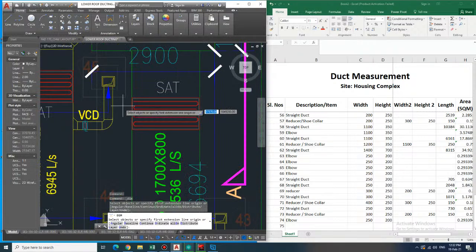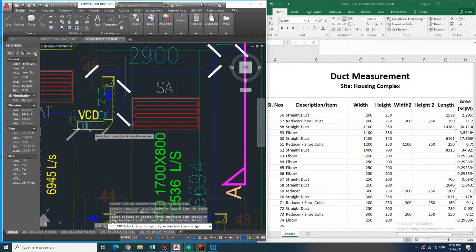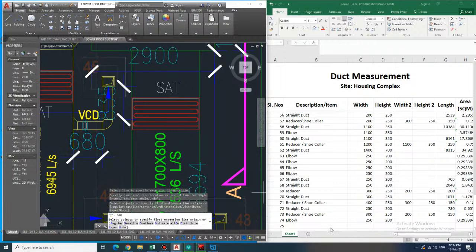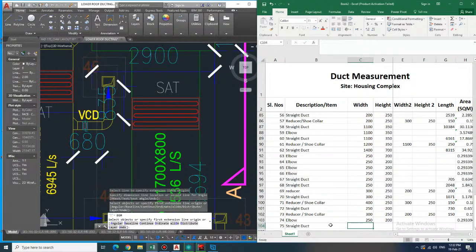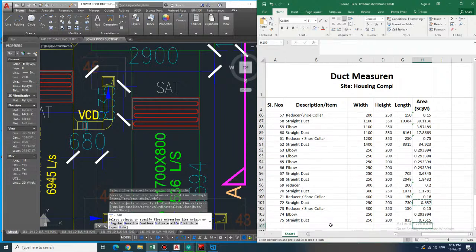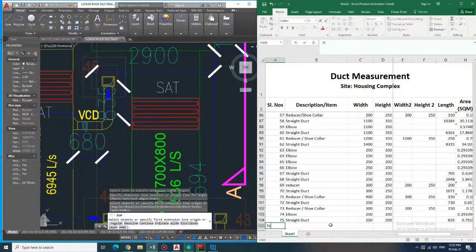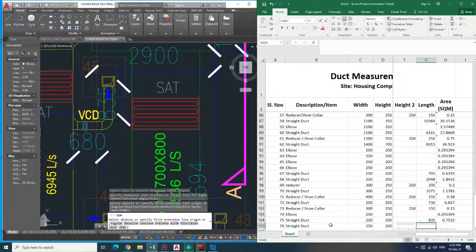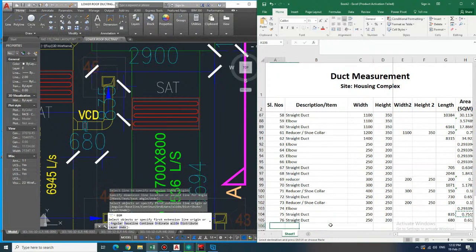So this and this size to be added. Straight duct, 250 by 200, length 835. Going to the straight duct equation. So we got that. 76, also straight duct, 250 by 200, the length is 680. So the equation is the same, we apply that one.